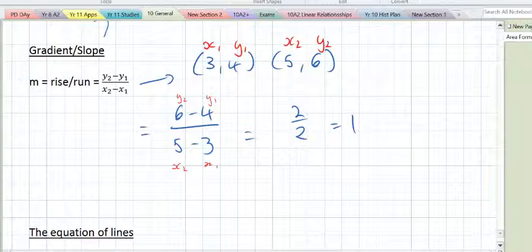5, 6, and y2, x2, y1. What's she saying? x1. Oh, he came to school very tired yesterday.